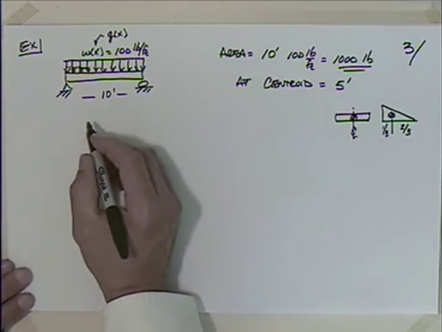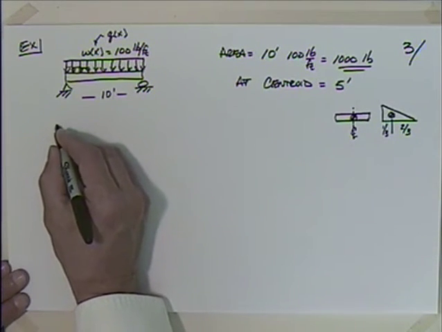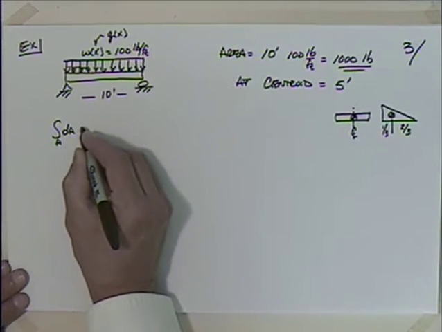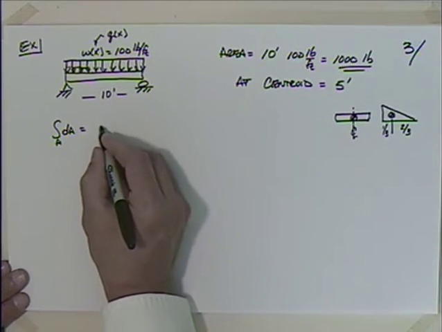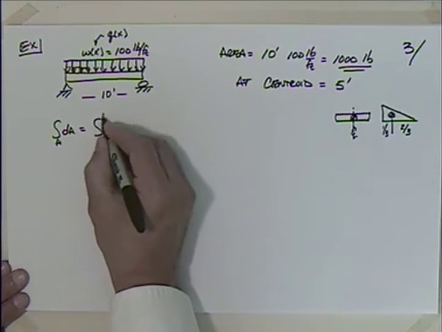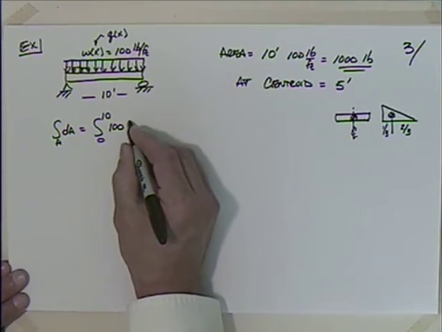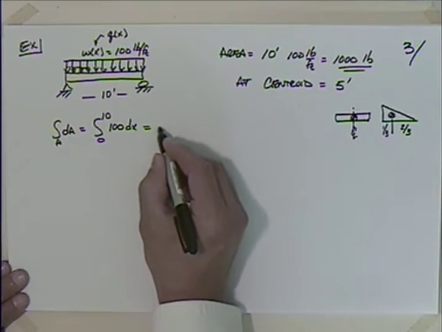Well, anyway, if I were to go through the strict math and look at the equation here, I can say that the integral over the area of dA is really just equal to what? The integral from 0 to 10 of 100 pounds per foot, then dx, which gives me what?